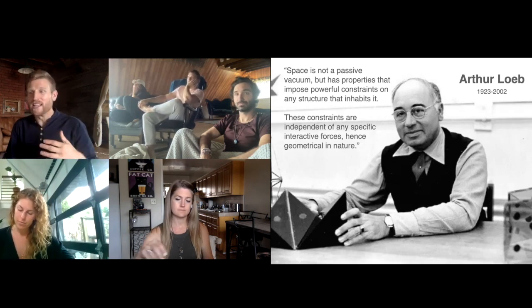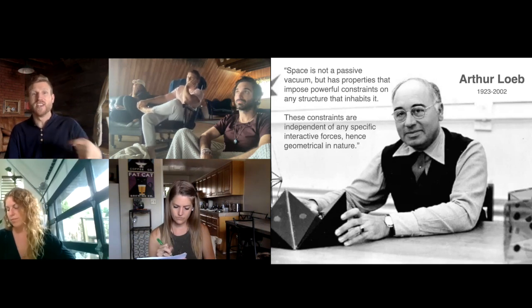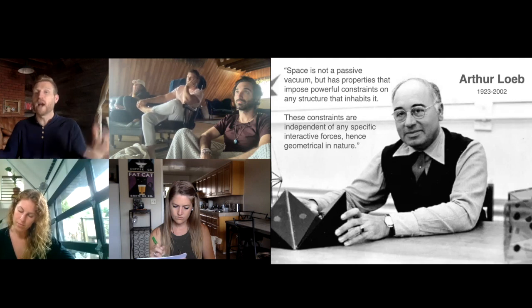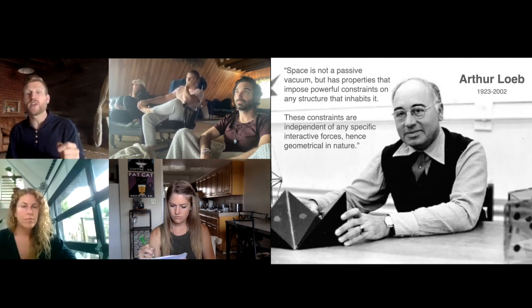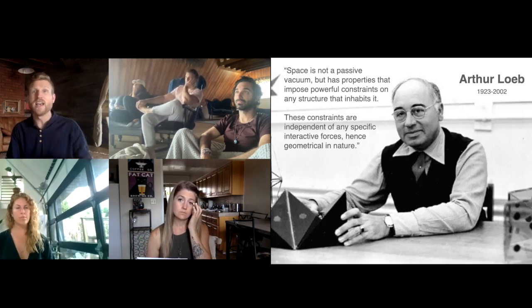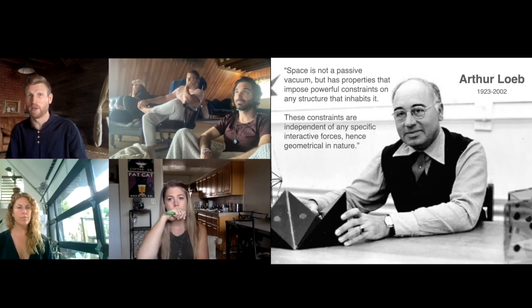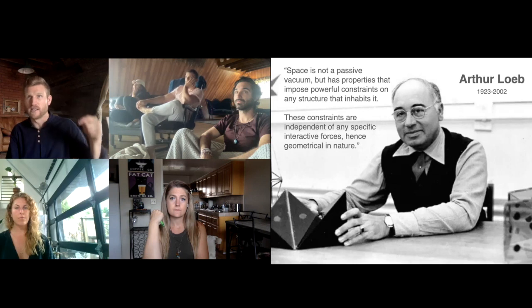And in that book, Space Structures, he says space is not a passive vacuum. Space has properties that impose powerful constraints on any structure that inhabits it. These constraints are independent of any specific interactive forces, hence geometrical in nature. So space has properties. We've looked at some of the ways that space can only look a certain way, and we're going to go deeper into that in part 7.